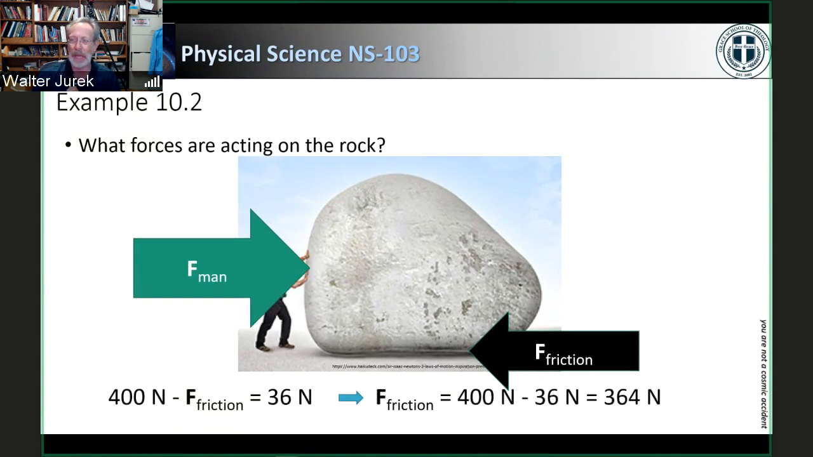We can actually solve that. Turns out friction is 364 newtons.